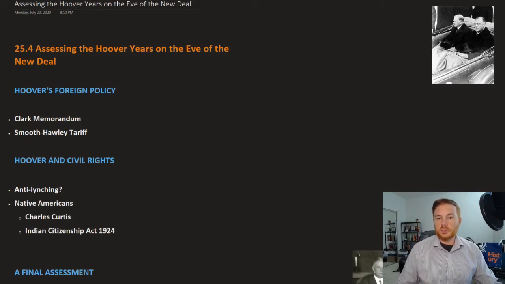All right, this is OpenStax U.S. History, Chapter 25, Section 4, Assessing the Hoover Years on the Eve of the New Deal.